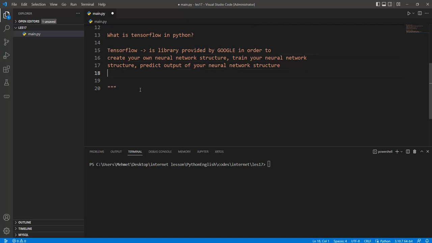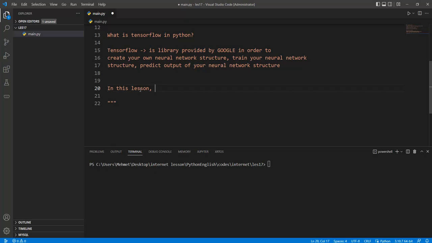And so in this lesson I will show you how you should utilize the TensorFlow library or its functions in order to create or build your own neural network.